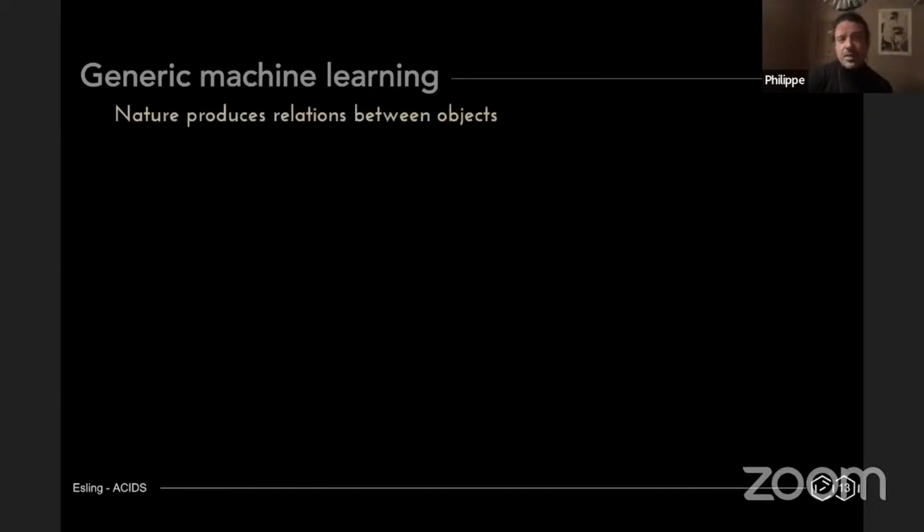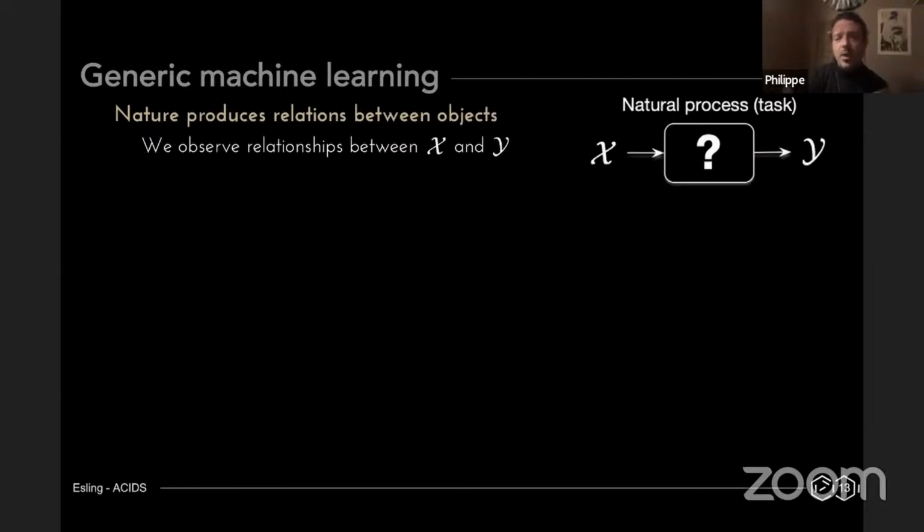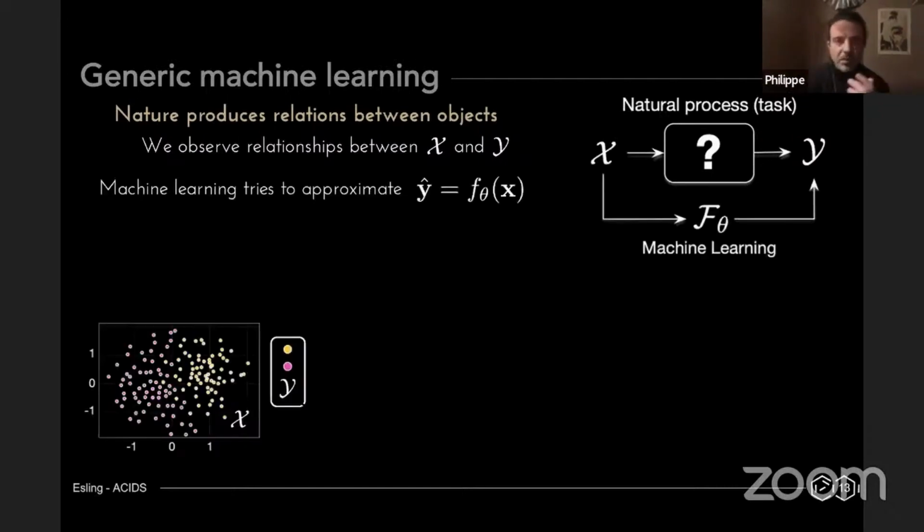what we're trying to achieve is that nature produces some relations, and we are looking at this relation. So we have one set and another set, and something's happening in between. And we say, oh, it's too complicated for us to understand. So let's just put some machine learning in there, okay? And for instance, here you could say we have points, and we know that some points are yellow and some points are purple or pink.